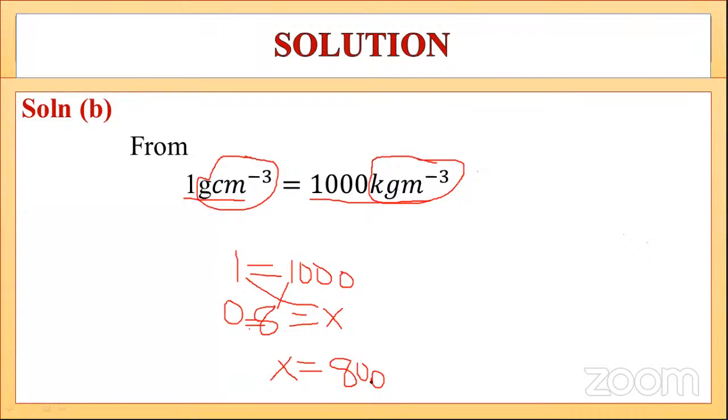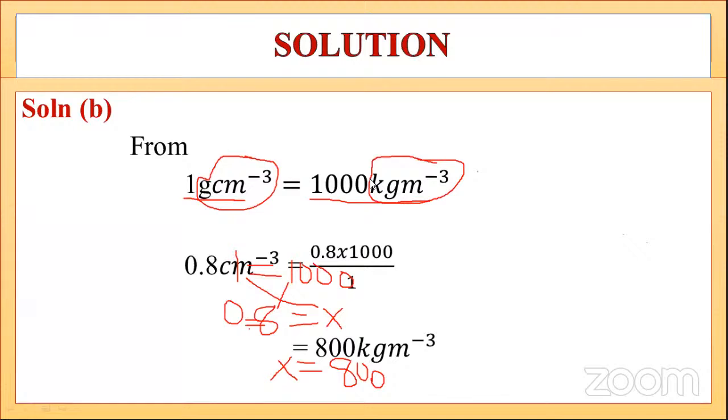Good. So that's why it gave us 800 kilograms per meter cubed. Is that okay? Yes, sir. Is it okay to everyone? Yes, sir. Let's go to the next number.